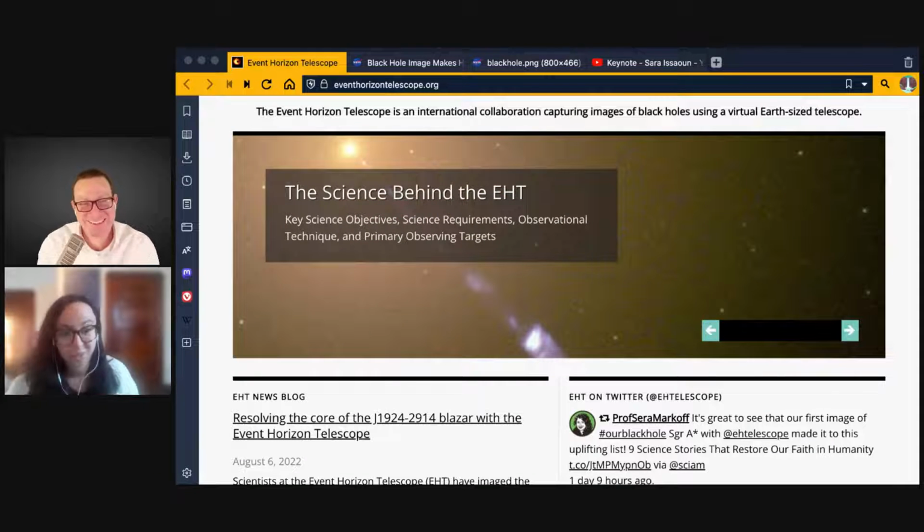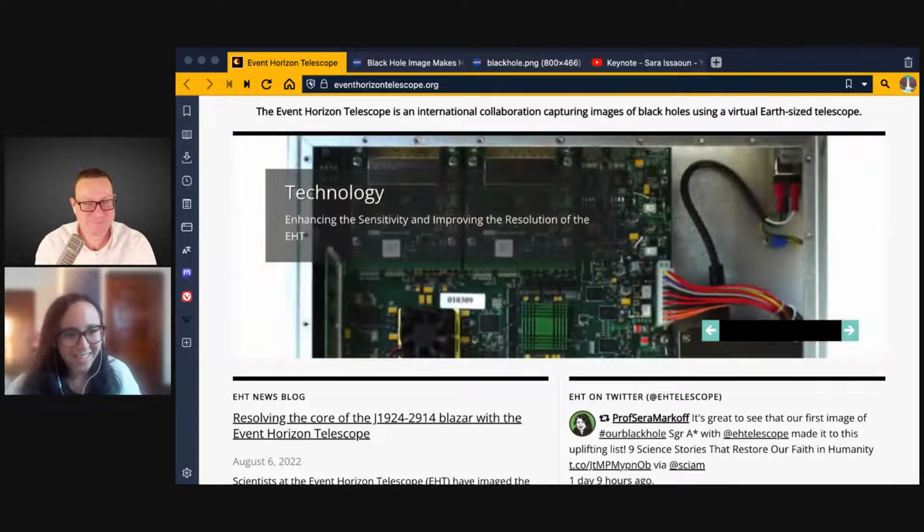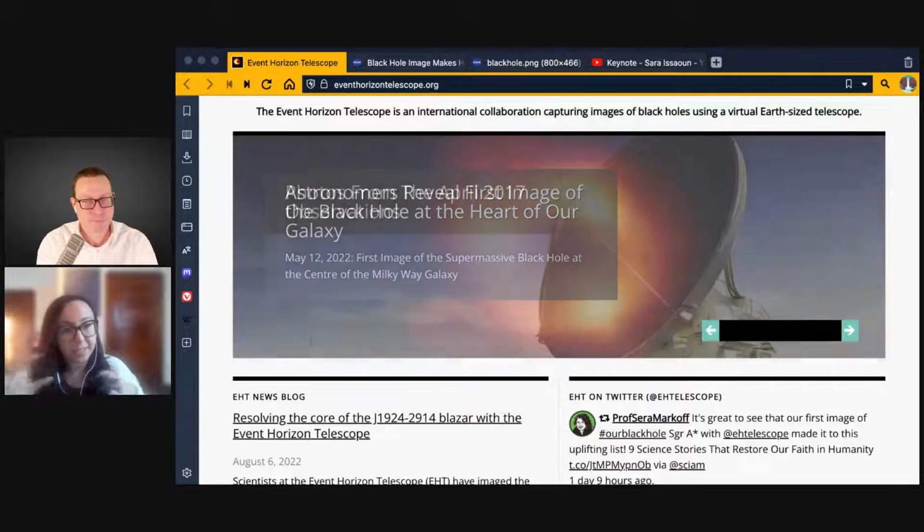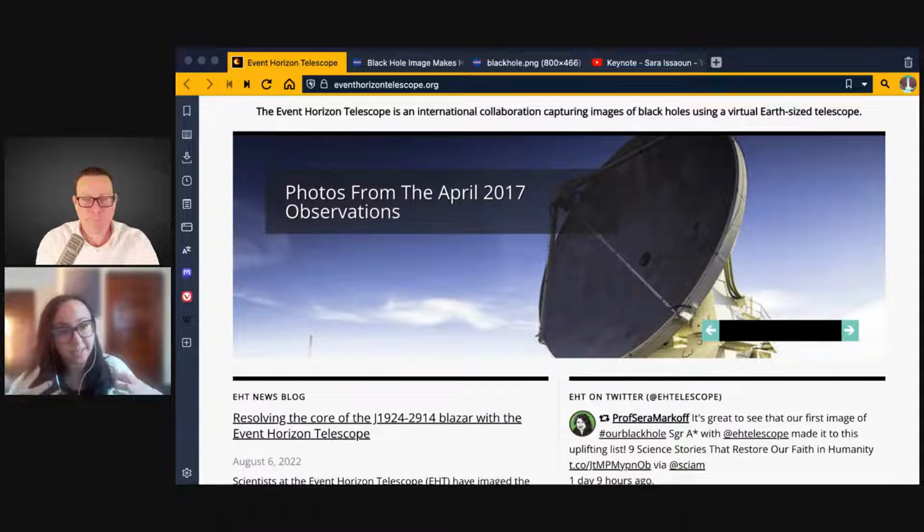It would save us so much trouble, honestly. But it turns out convincing funding agencies to give us that kind of money wasn't really possible. So we had to use this clever technique of interferometry. And what we do with our technique is we sync up telescopes that are at strategic locations around the Earth.